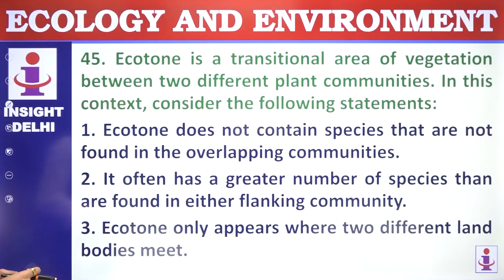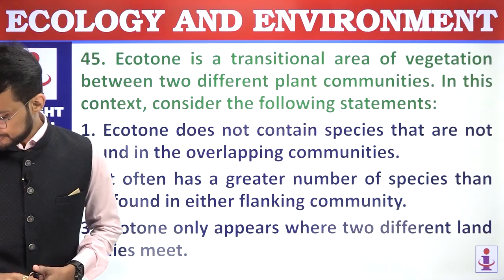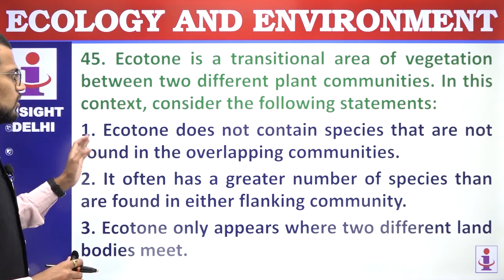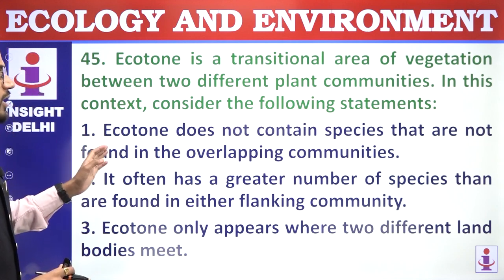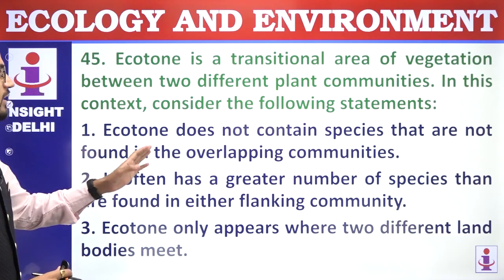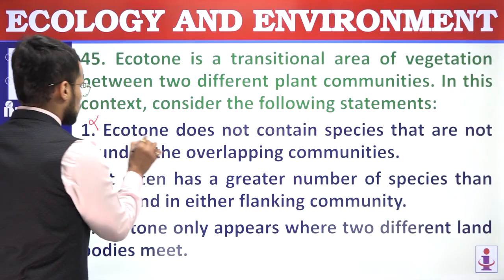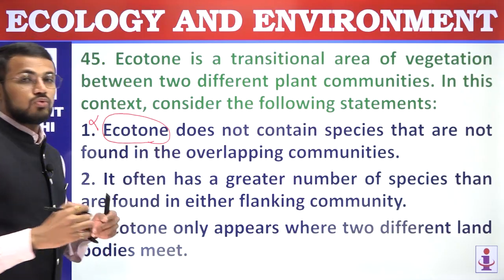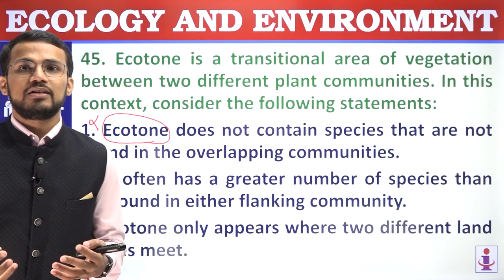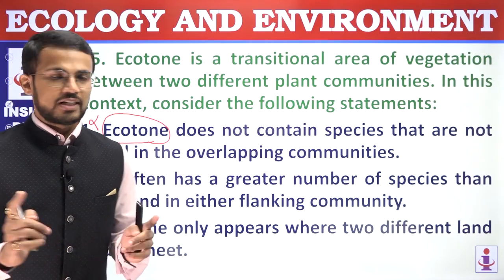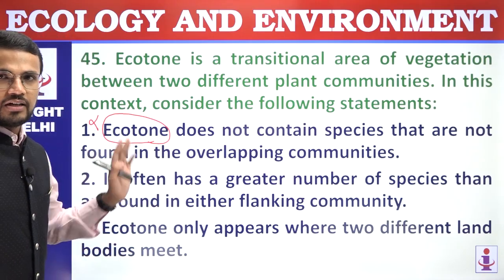45. Ecotone is a transitional area of vegetation between two different plant communities. In this context, consider the following statements. First, ecotone does not contain species that are not found in the overlapping communities. Now, this statement is an incorrect statement because in ecotone, we will be able to find species which are entirely new species, right? And that's why first statement is incorrect statement.